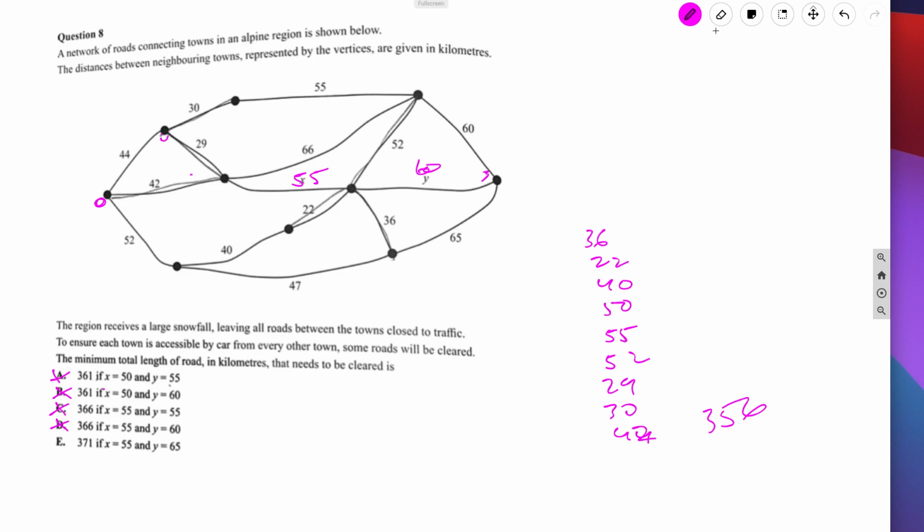Okay, so 55 and 65 now. So 22, 40. Nope, 22, 36, and then 40. And then shortest path out is a 52. 52 this way, 42, 29, 30. And then the shortest path, still 60. Unless I added it wrong.